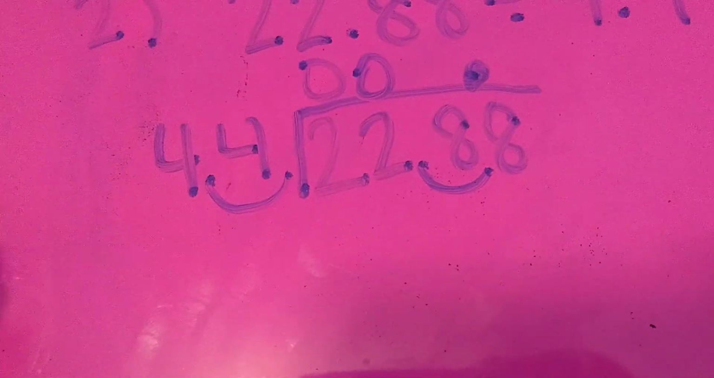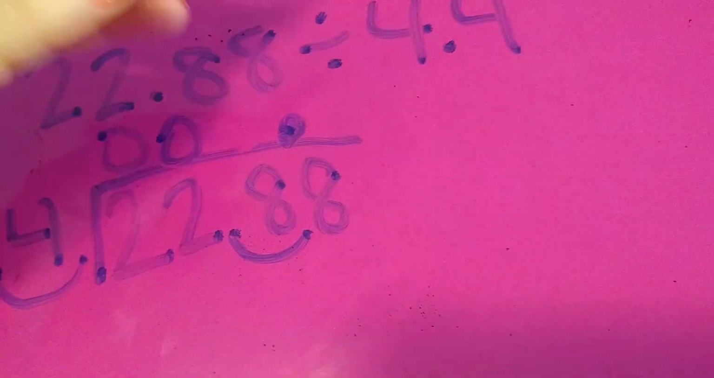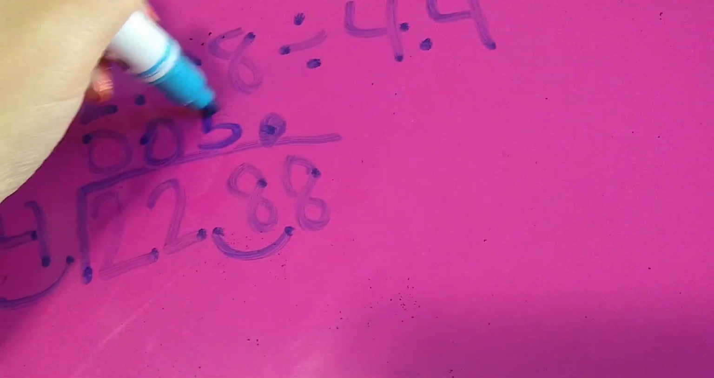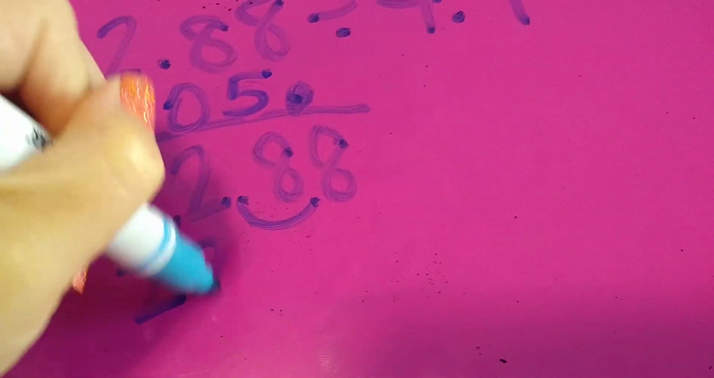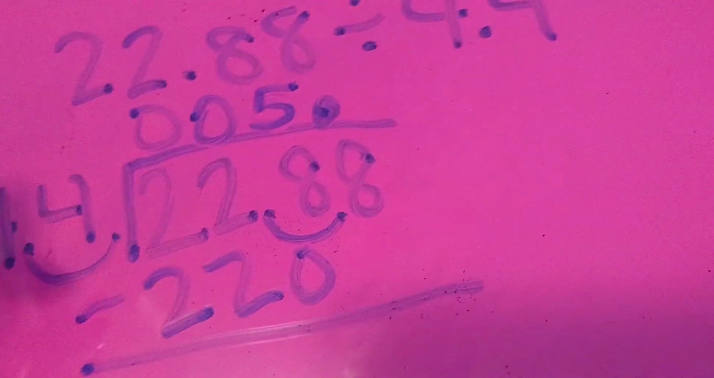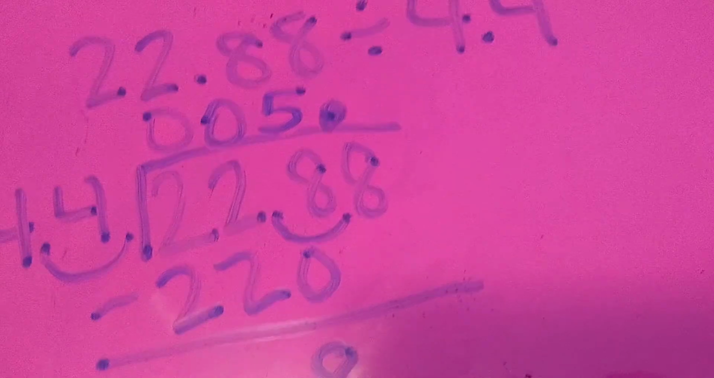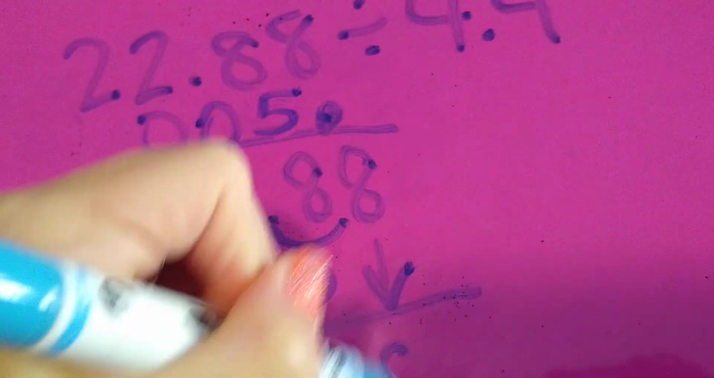I'm going to try maybe 4 or 5. Okay, so I tried 4 and 5 because I knew those two would be close, and 5 gave me 220, which is exactly where I want to go here. So I'm going to put 5 up here, and that's going to give me 220. And I'm going to subtract, and that's going to give me 8. And then I'm going to bring down my 8.